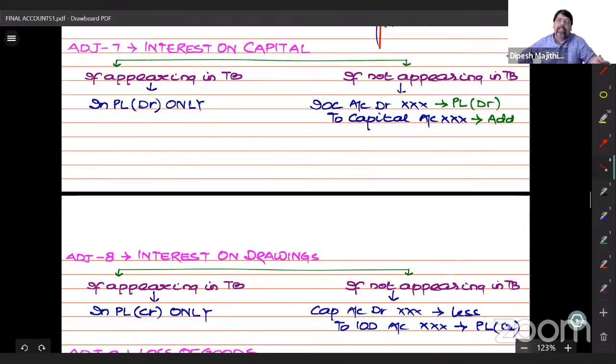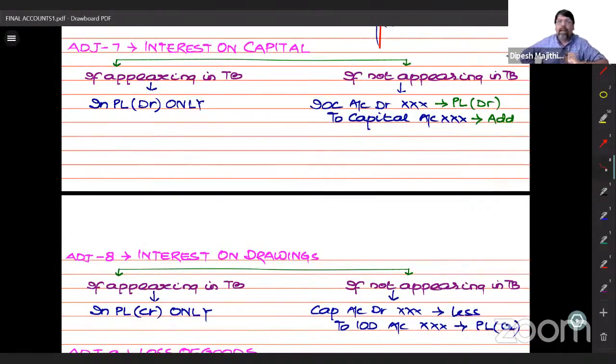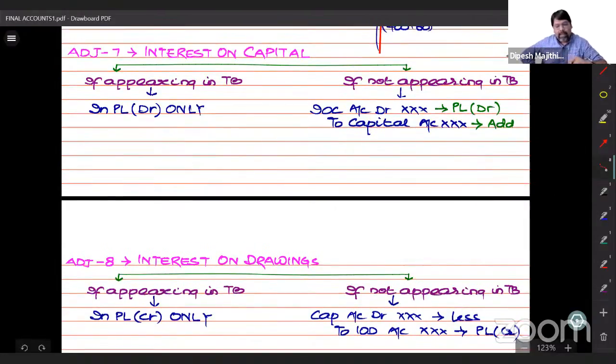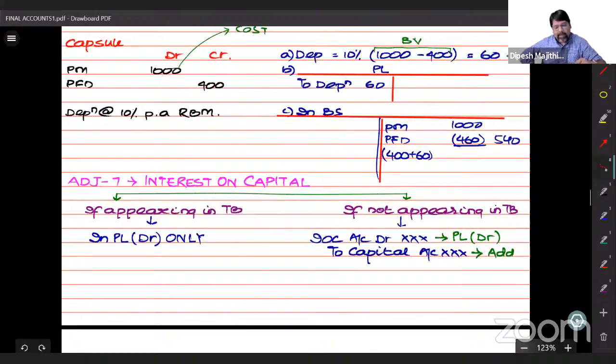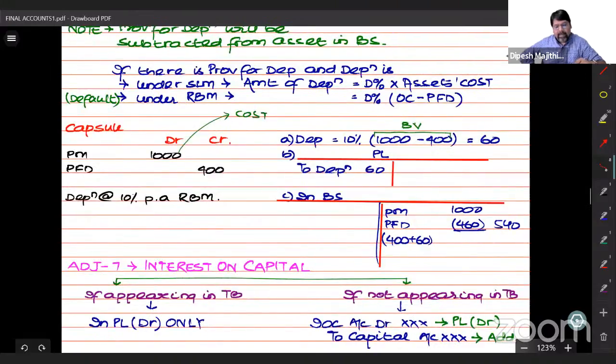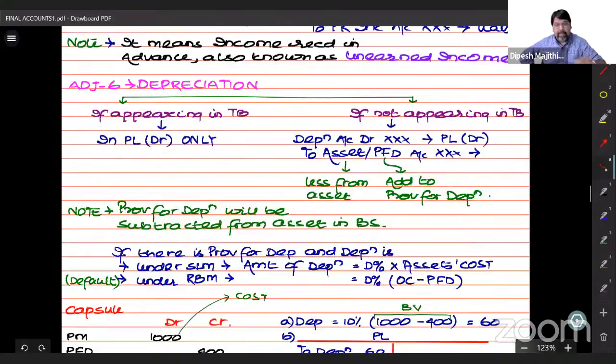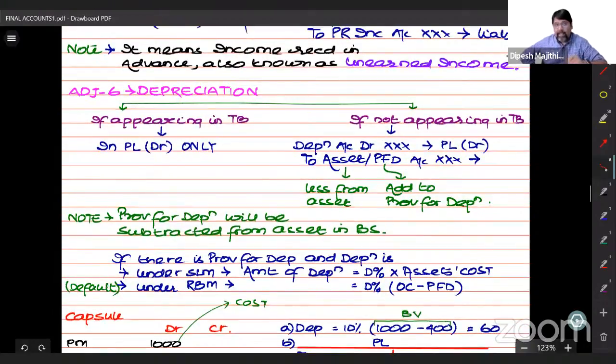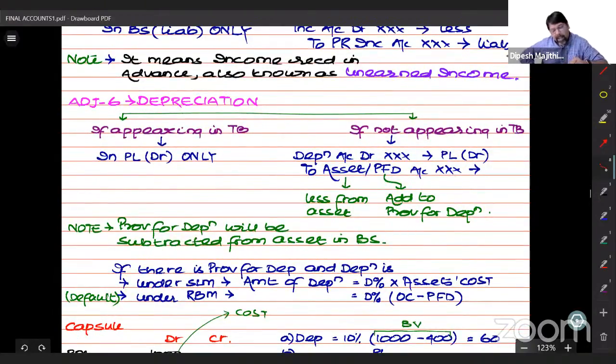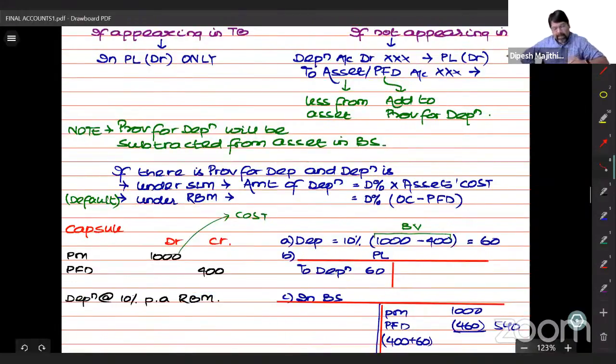So this is your interest on capital and interest on drawings. I hope you would have understood depreciation. If it is given in trial balance, then only P&L debit. If it is not given in trial balance, obviously P&L debit, then you will either subtract from the asset or you will add it to provision. But the total provision will be subtracted from asset only, as you can see here.